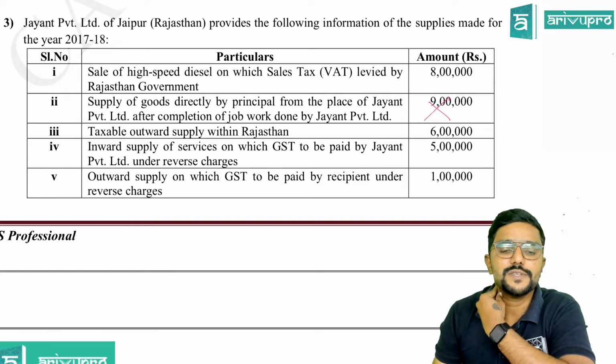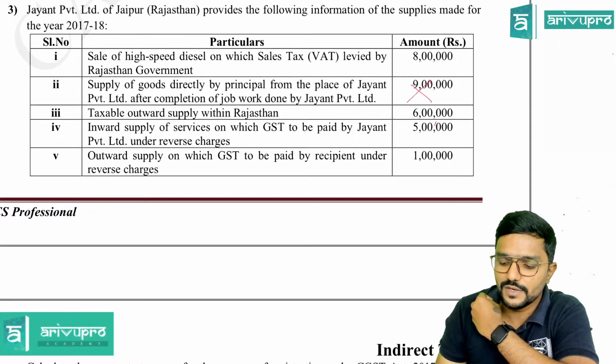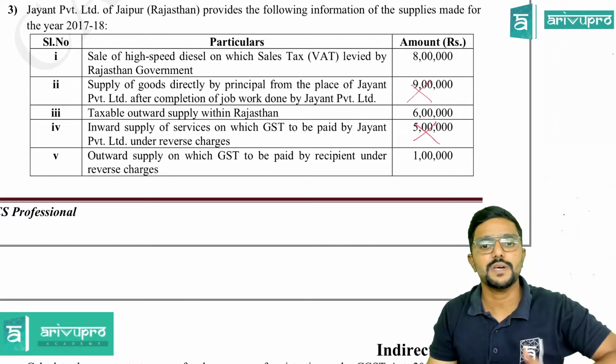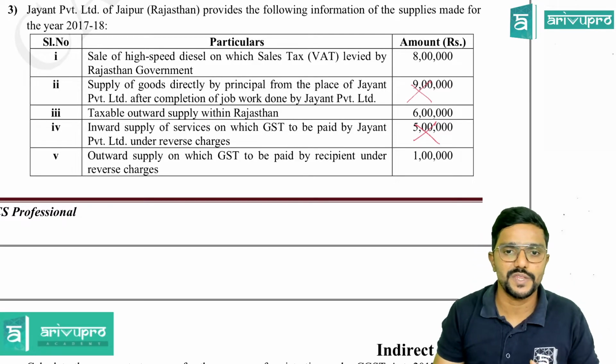Inward supply of services on which GST to be paid by Giant Private Limited. So RCM case for the recipient, it will not be counted. It will be the turnover of supplier. So here Giant Private Limited is the recipient. So we should not include this.